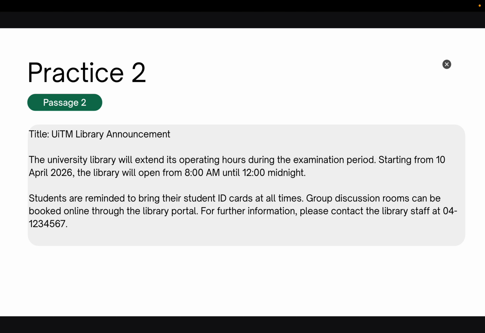Okay, let's look at practice 2. UiTM library announcement. The University Library will extend its operating hours during examination period. Starting from 10 April, the library will open from 8 a.m. to 12 midnight. Students are reminded to bring student ID at all times. Group discussion rooms can be booked online through library portal. For further information, please contact library staff.